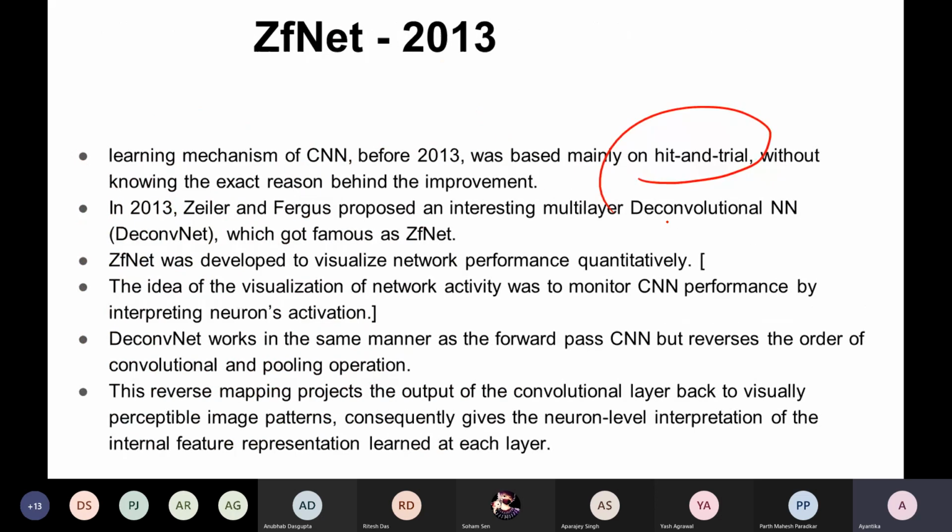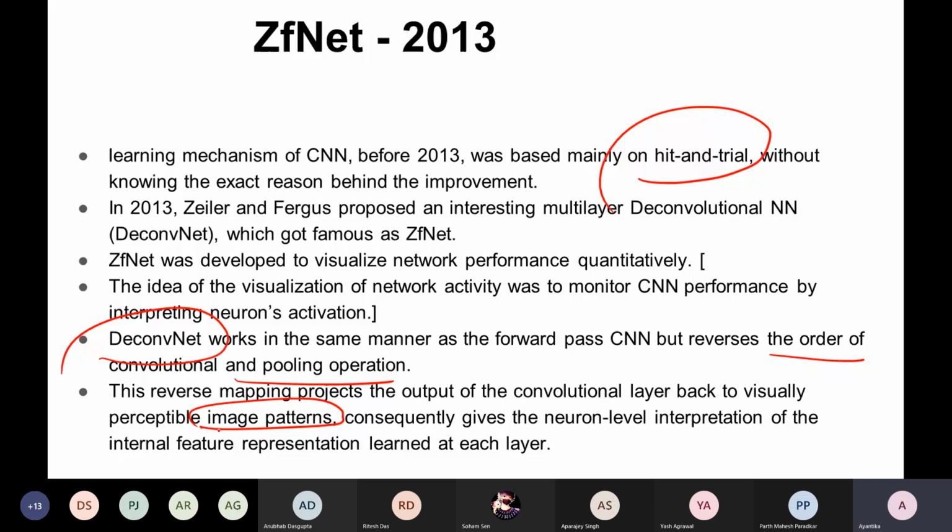In ZFNet, starting from 2013, that analysis came into the picture, and that was the onset of DeConvNet. In DeConvNet, it works in the same manner, we use the order of convolution and pooling operations. There was some reverse mapping to check the visually perceptible image patterns, that means there is some analysis of what is going on. On top of AlexNet, you can think DeConvNet is the extension of AlexNet, nothing else.